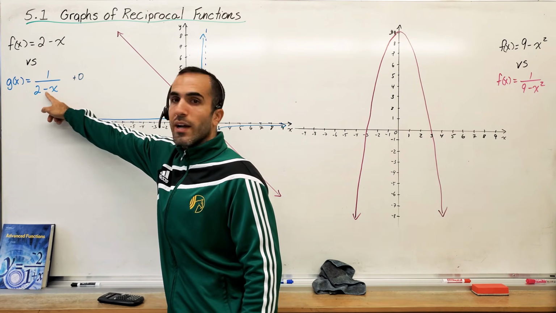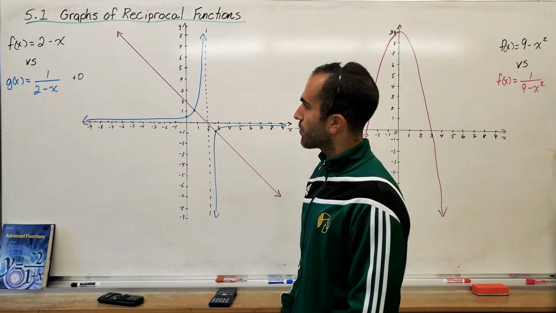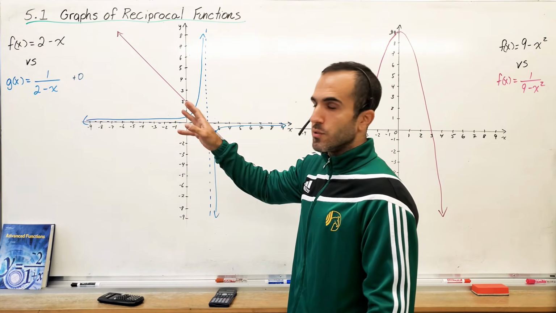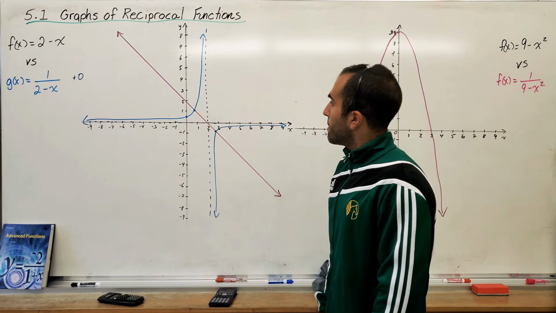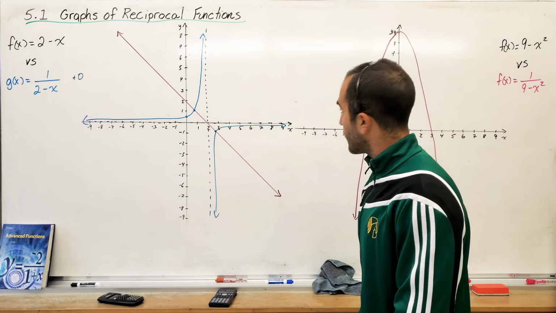It's flipped in the y-axis and it's shifted to the right too, because you have to factor out that negative. It's not a positive 2, it's really a negative 2. So, pretty straightforward graphing reciprocal functions. We're going to move on to parabolas now.